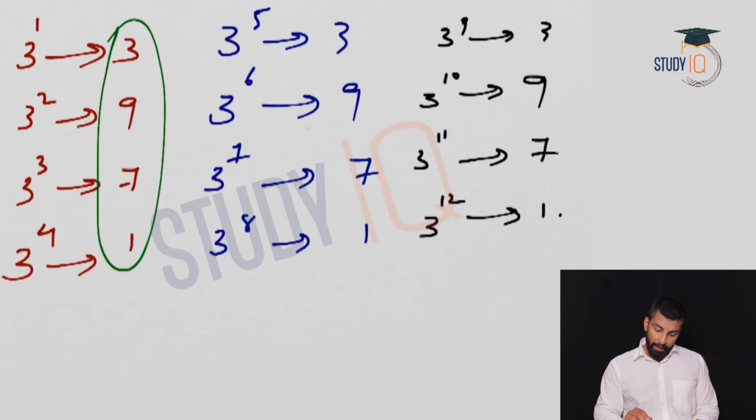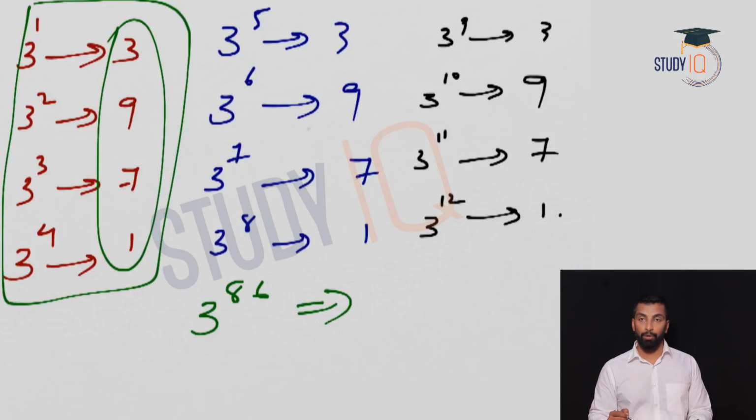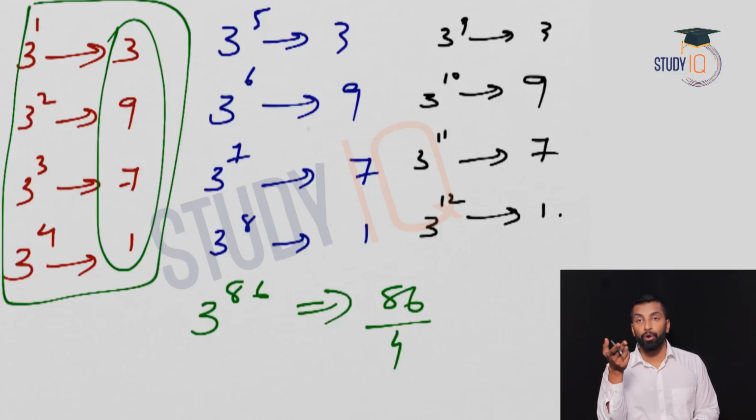Okay, so if I give you a question 3 raised to 86, what will you do? You need to change the power here. So I need to change the power to any of these 4, 1, 2, 3, 4. So what I'll do, I'll take the power 86 and divide by 4. Why dividing by 4? You already know, because the power cycle is 4, right? Frequency is 4. So you'll get remainder 2.